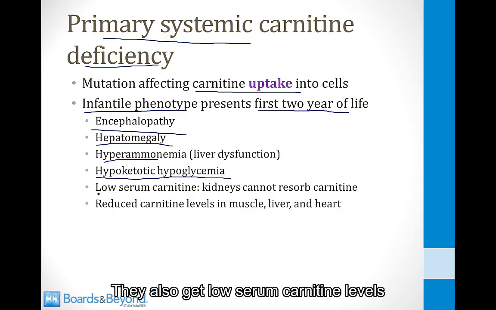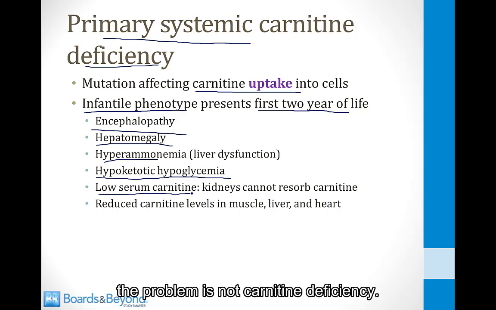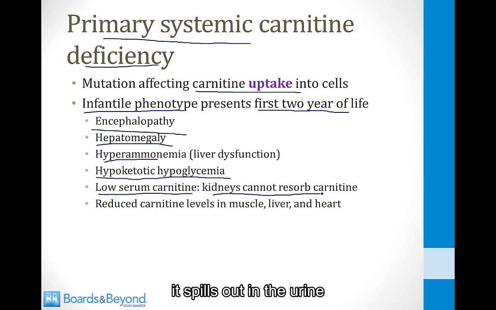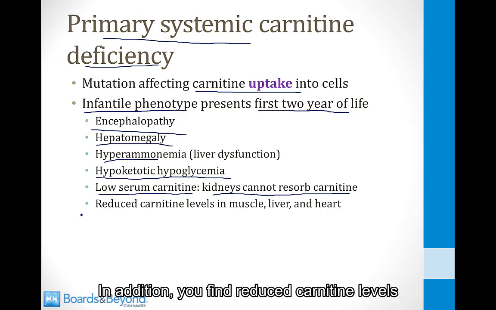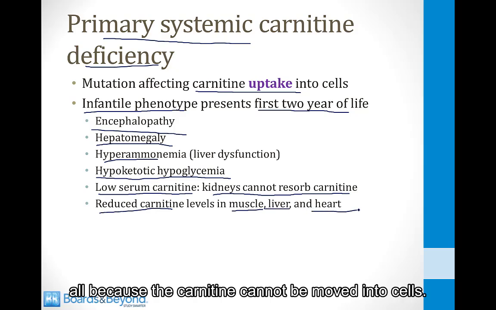They also get low serum carnitine levels, and this may seem counterintuitive since I told you the problem is not carnitine deficiency. However, because the kidneys cannot resorb carnitine, it spills out in the urine and they become carnitine deficient. In addition, you find reduced carnitine levels in biopsy samples of the muscle, the liver, and the heart, all because the carnitine cannot be moved into cells.